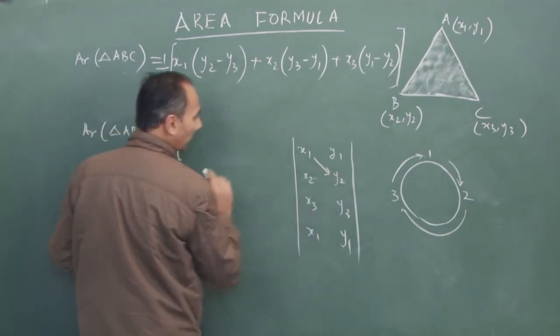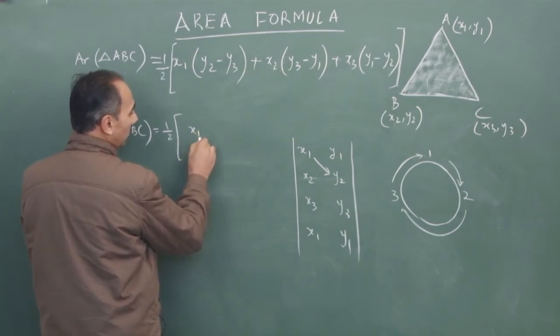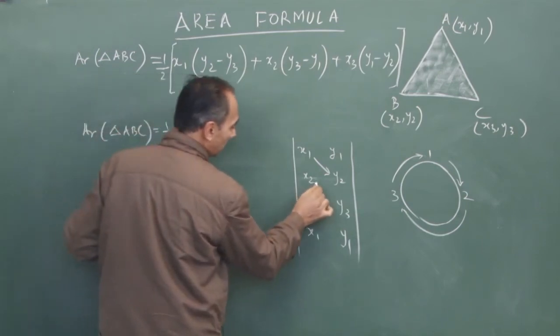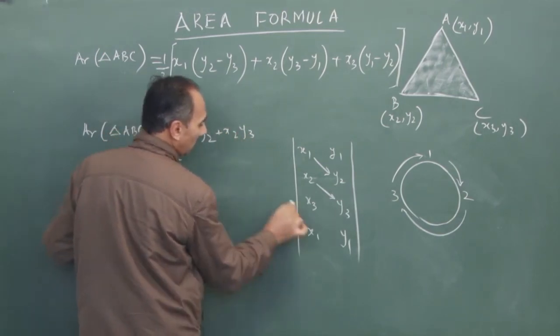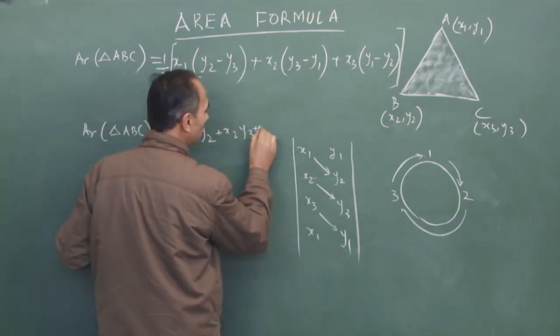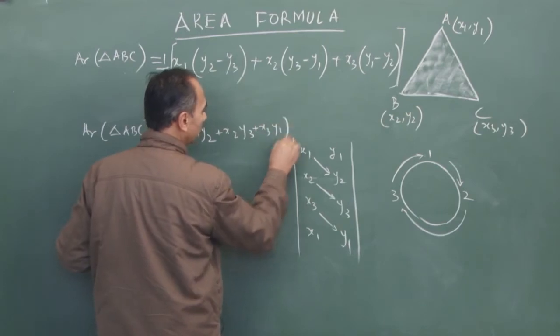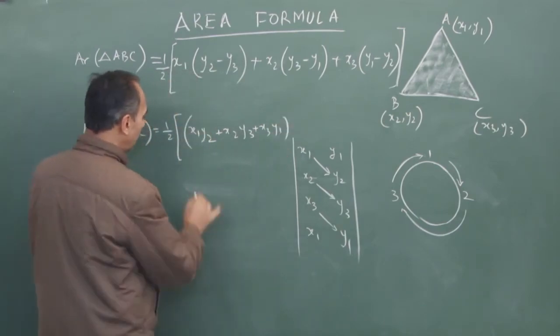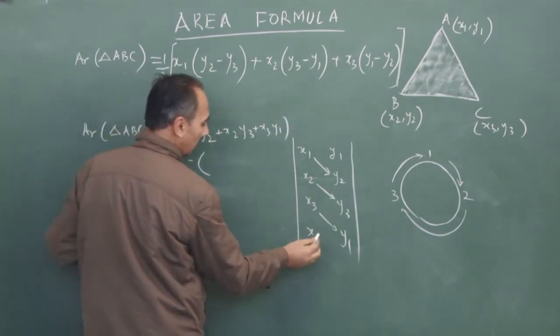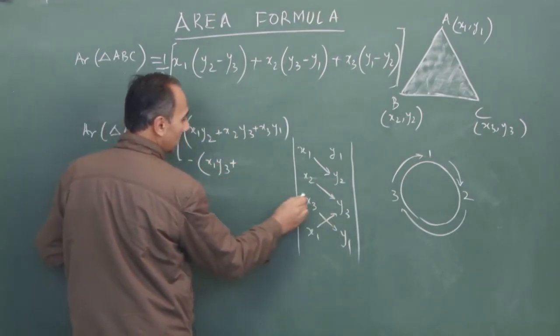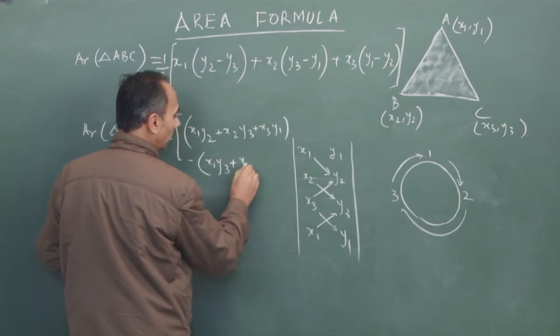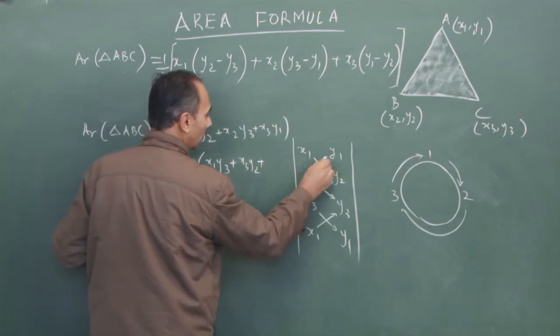x1 into y2 plus x2 into y3 plus x3 into y1. Okay? Then minus times, now the direction changes, x1 into y3 plus x3 into y2 plus x2 into y1.